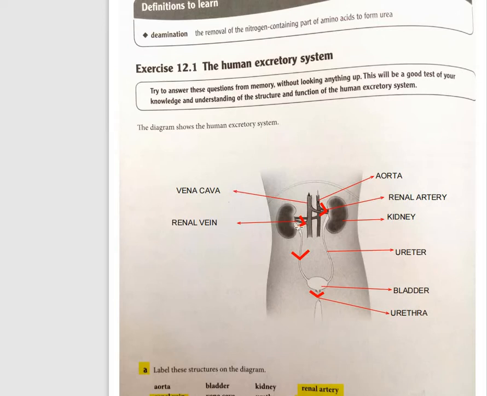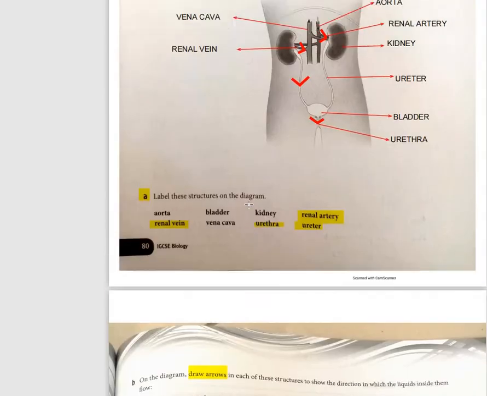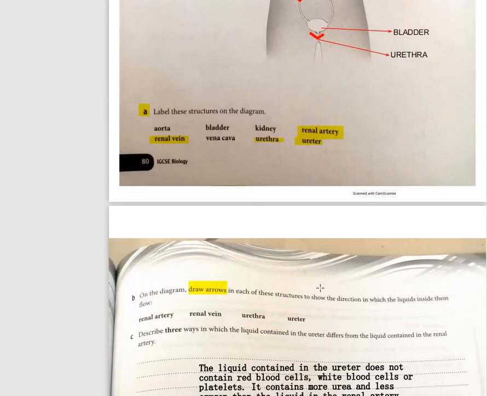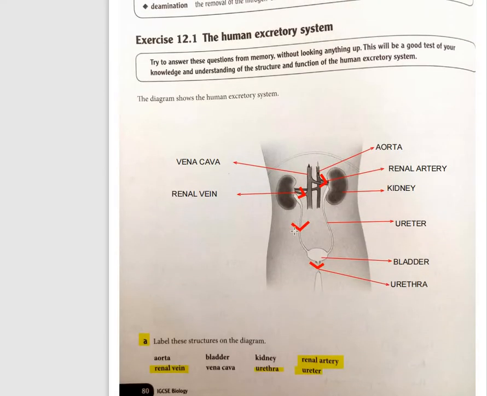So this is how you label it. And then you have the urethra, which is this, where the urea eventually goes to the exterior of the body. And then you have the ureter, which is this. It transports the urea from the kidney to the bladder. Very simple. It's 3 marks actually. You just have to remember the structures where they are located in the human body.